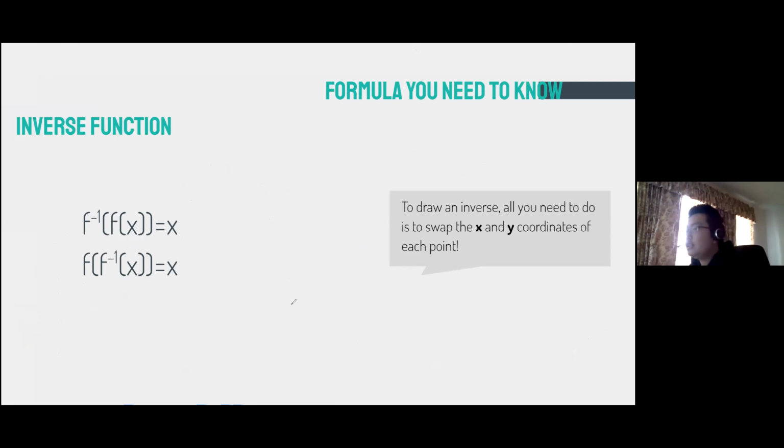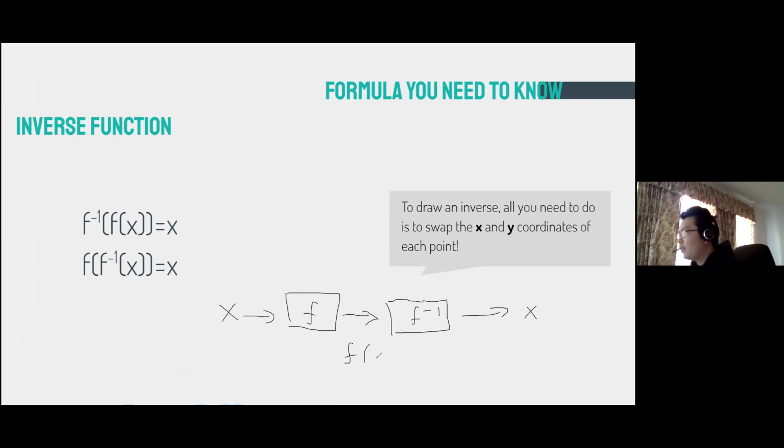And what this means is that if you have a function f(x), if you take x and put it through a machine called f, and then put it through a machine called f negative 1, what are you going to get? You're going to get x back. Because if you put x through, you get f(x), and when you put f(x) through this, it converts it back to its original form, which is just x, right?